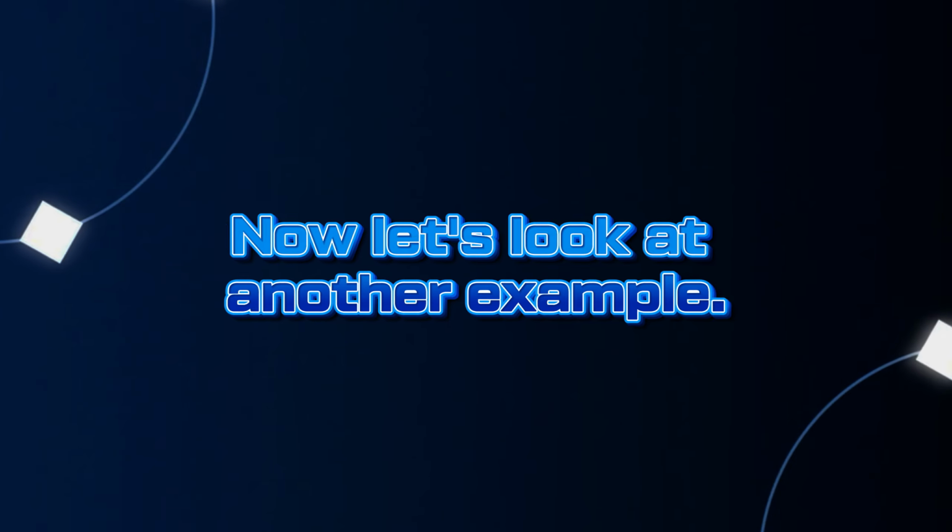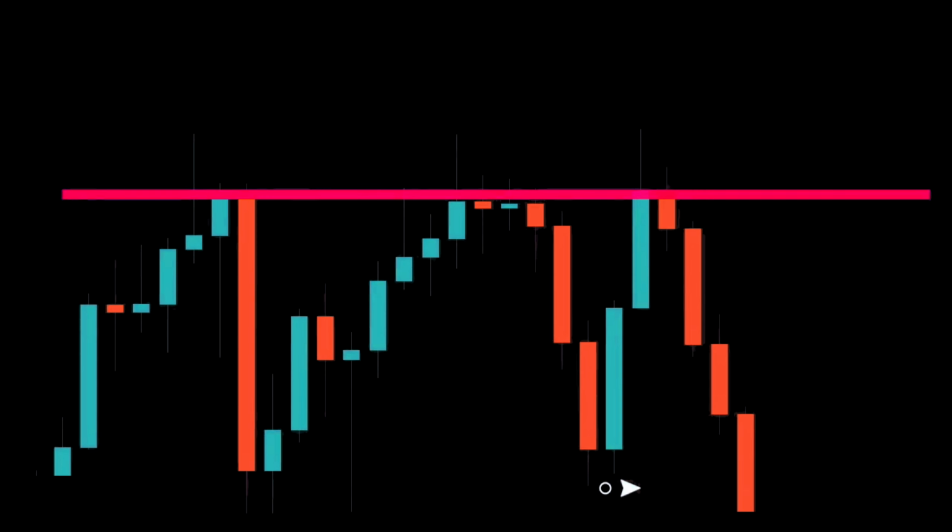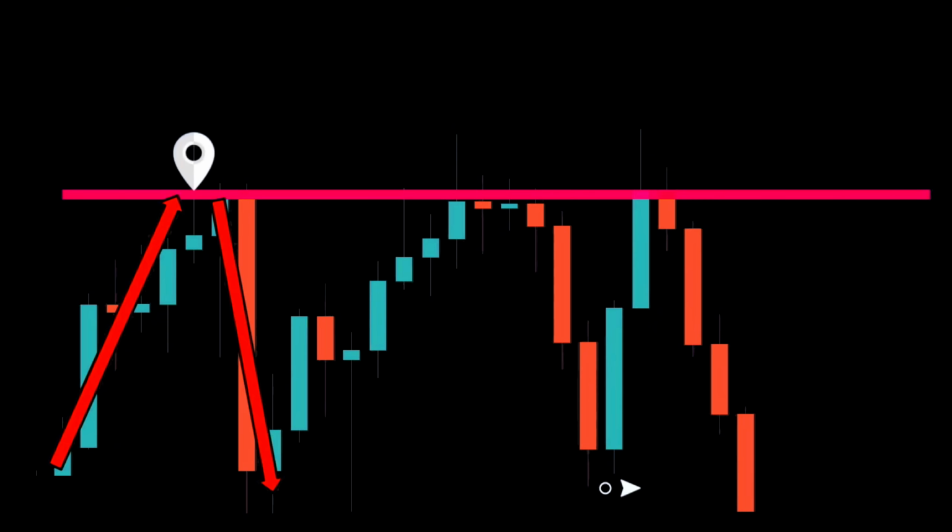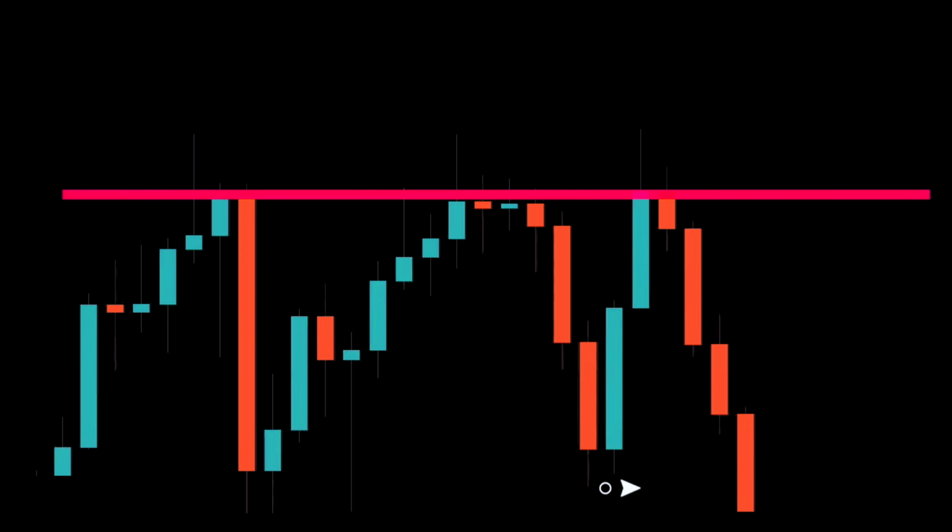Now, let's look at another example. Price moved up, touched a level, and then reversed sharply. This created an important resistance area. So moving on, here's another one. Price came up, hit, and reversed drastically, giving us a level of resistance. As price came back up to this level, we had multiple candlestick patterns form.